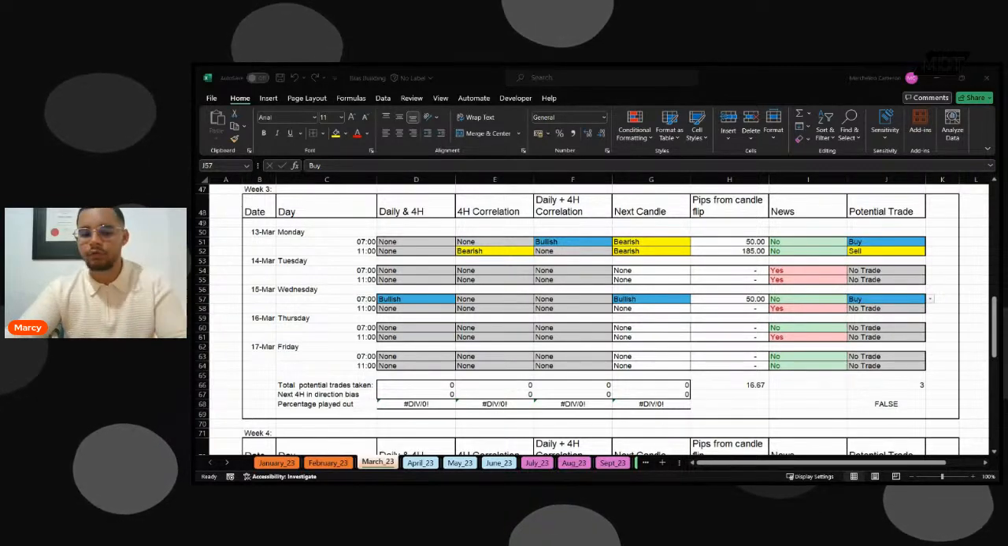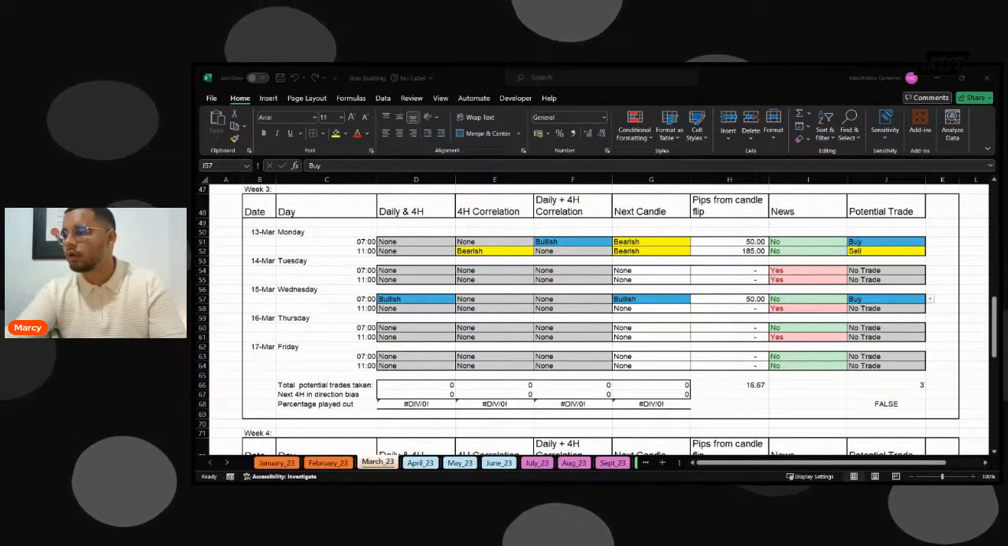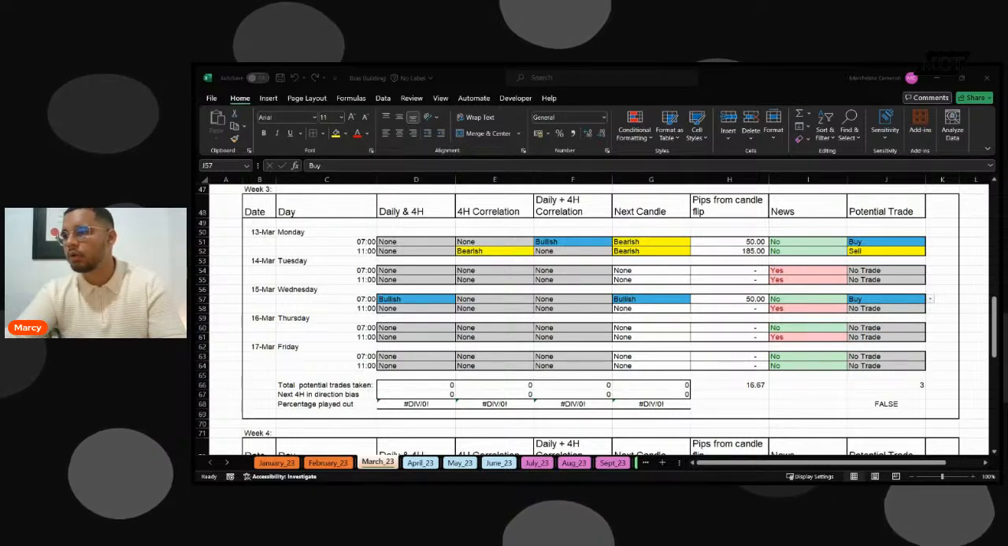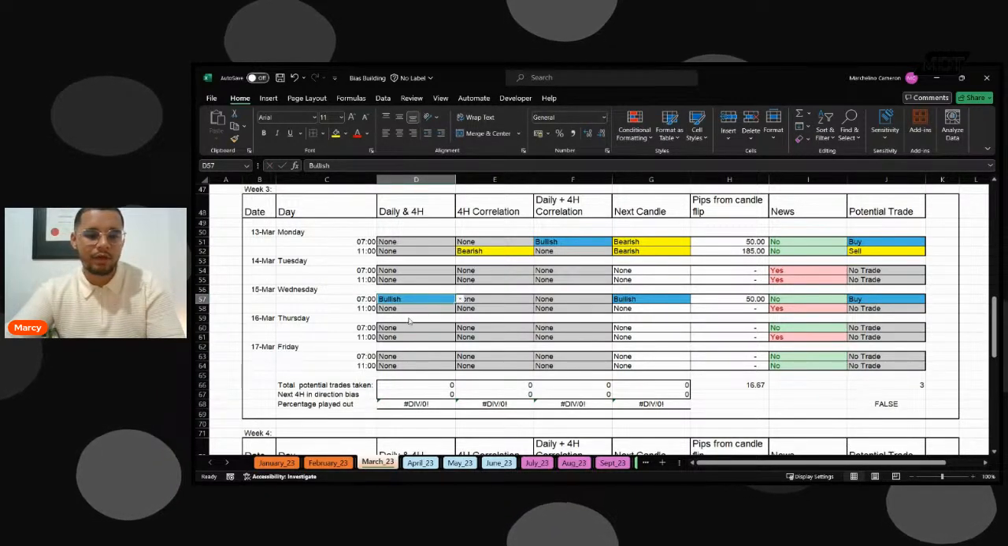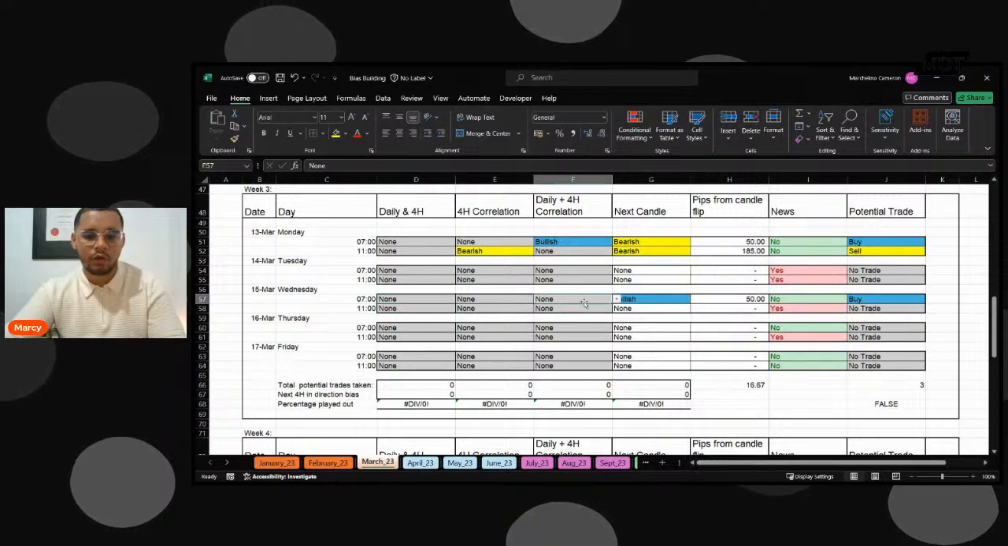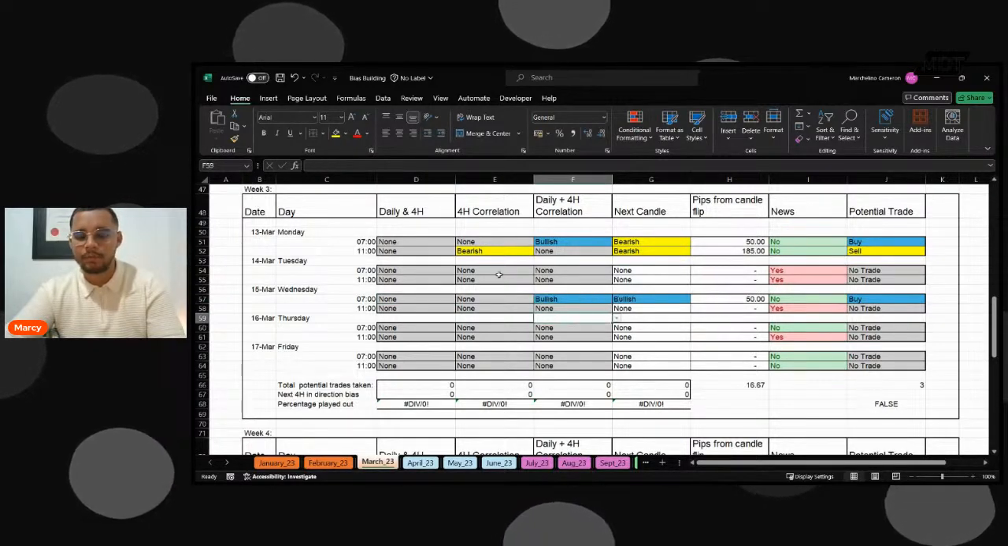Let's take a look at 4H correlation real quick. 4H correlation, bullish, bullish, bullish. Come on, UJ. Give me a bullish candle, baby. Bullish, perfect. And bullish, perfect. So that means not only do we have daily and 4H, we also have 4H correlation. So that's perfect, bro. That's wonderful.